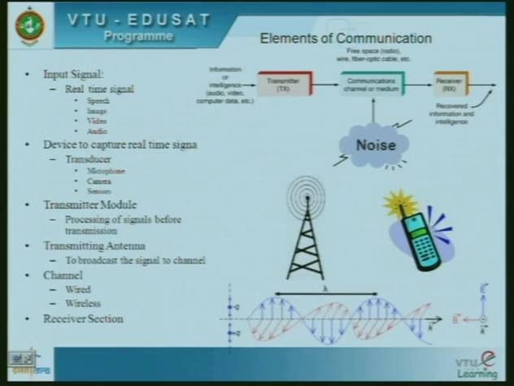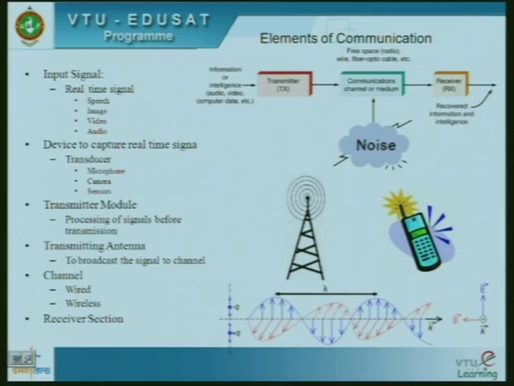Now let us understand the elements of communication. So let me read it out once again. The input signal is a real-time signal. It could be speech, image, video, or audio. These real-time signals are captured by devices we call transducers, and I am just calling them sensors in particular, because all these physical quantities are converted to an electrical signal. The signal received from a sensor is then processed before transmission.